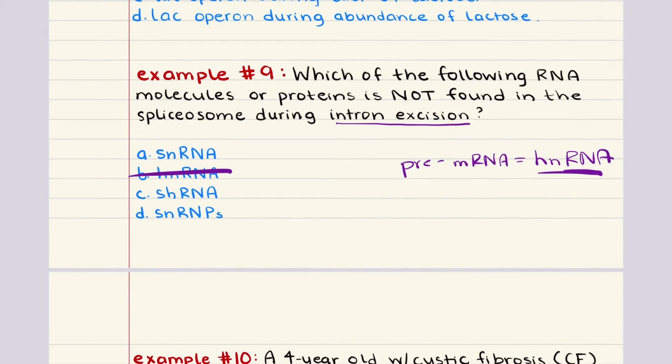Now, the spliceosome is composed of small nuclear RNA and proteins that form snRNPs. So we can go ahead and cancel A and D as well. The spliceosome assembles on the pre-mRNA to carry out splicing. However, this choice right here, short hairpin RNA, is not going to be involved in the process. This functions in RNA interference, not splicing. Therefore, the correct answer is C, since it is not found in the spliceosome during intron excision.